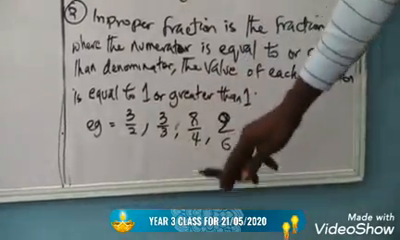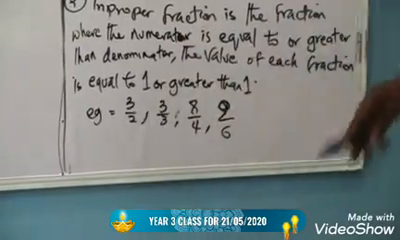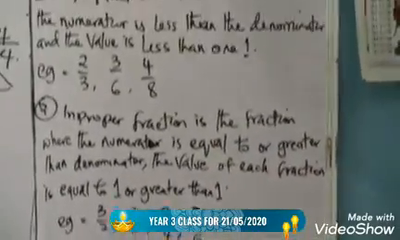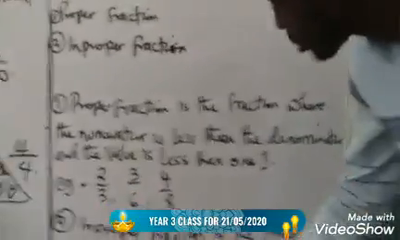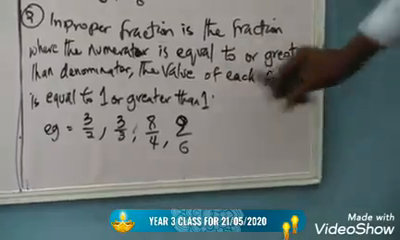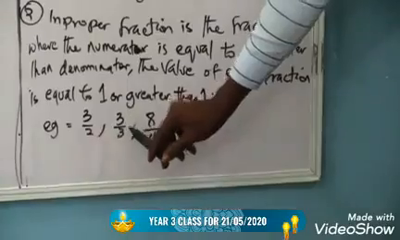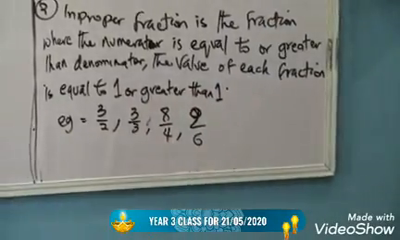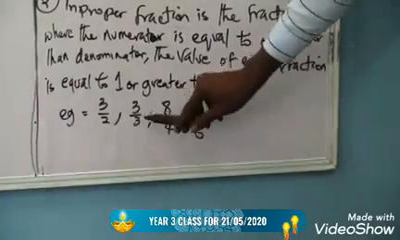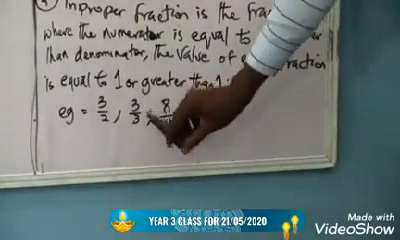An example is 3 over 2 as an improper fraction. You see 3 as the numerator is greater than 2 as the denominator. And if you were to divide this, 2 will divide 3 one time. So the value now is going to be 1 or greater than 1. Here you have 3 over 3 as an improper fraction. Remember, they said it's equal to or greater, and 3 and 3 are both equal. So it means that this is an improper fraction.